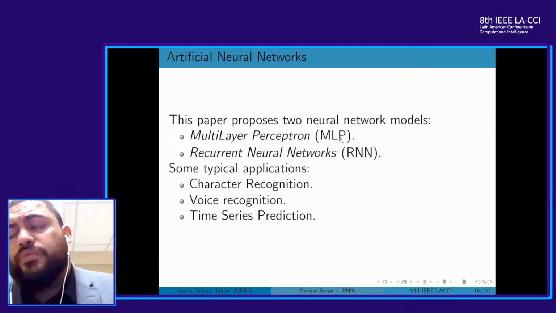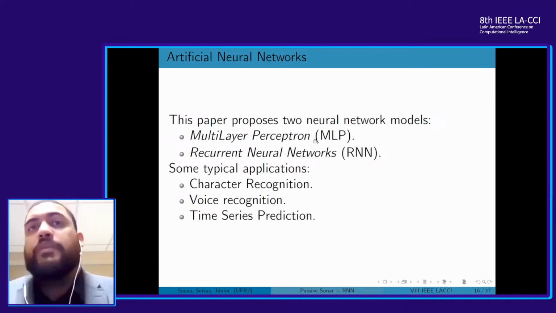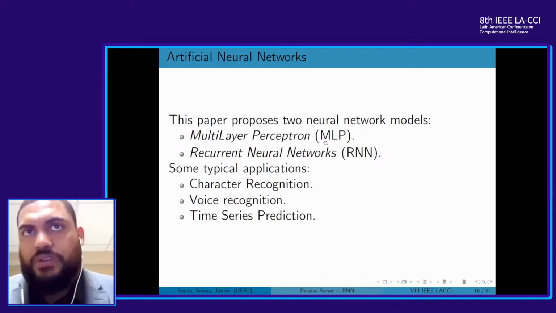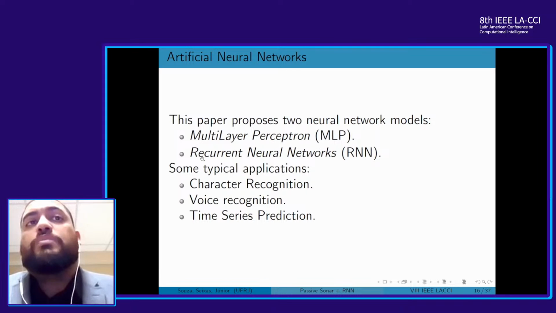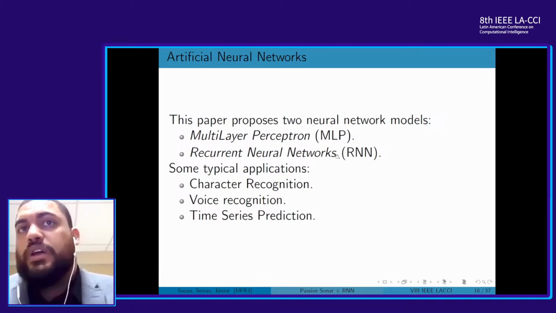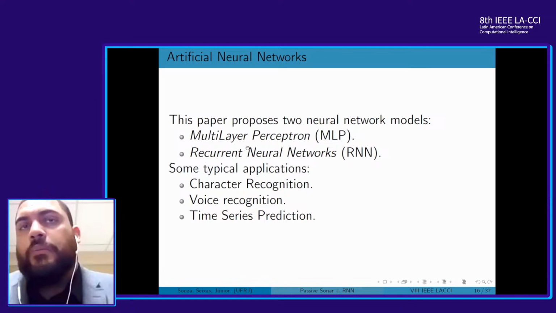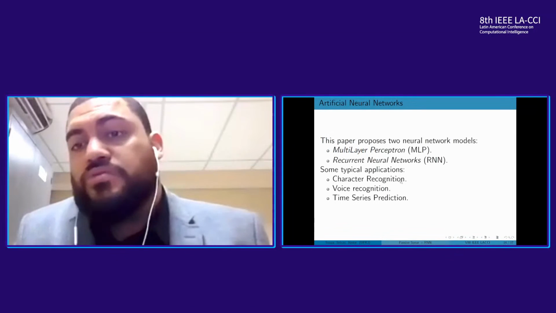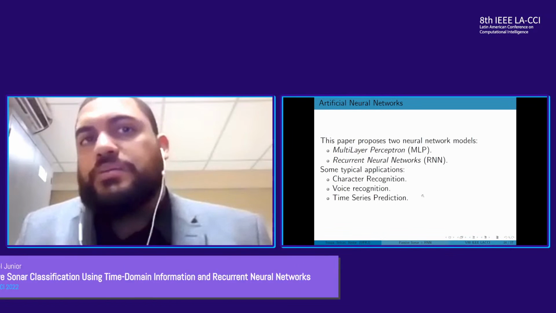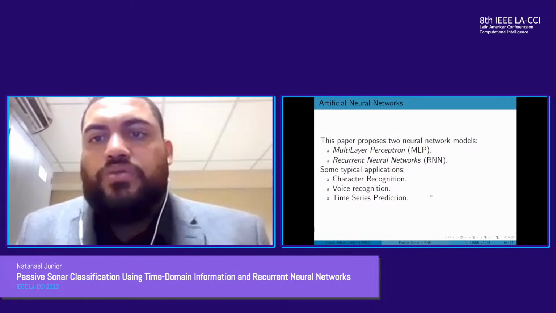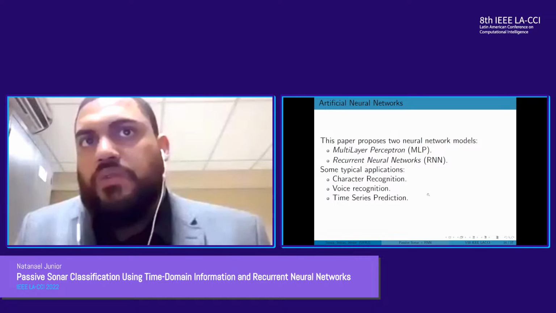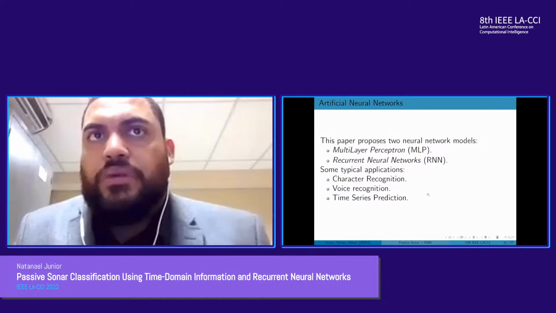Okay, so in this paper we propose two neural network models. The first one is an MLP, which will be our baseline. And this MLP was trained with a set of hyperparameters that I will present after this slide. And after that, we also proposed a recurrent neural network, the LSTM. And these two models were also applied to character recognition, or OCR, voice recognition, and time series prediction. So these two models can be used as well for different applications without any problems.